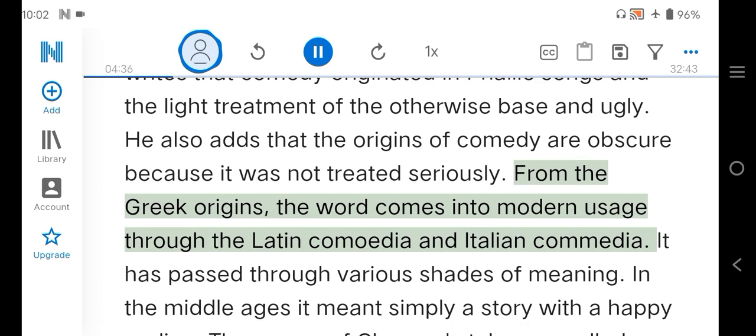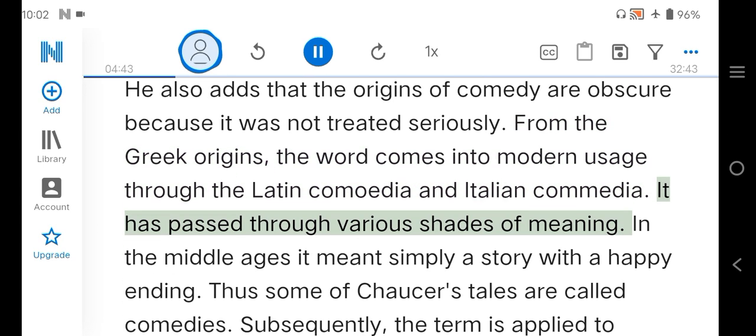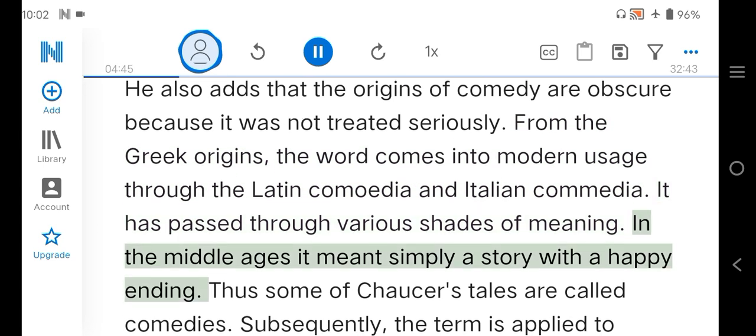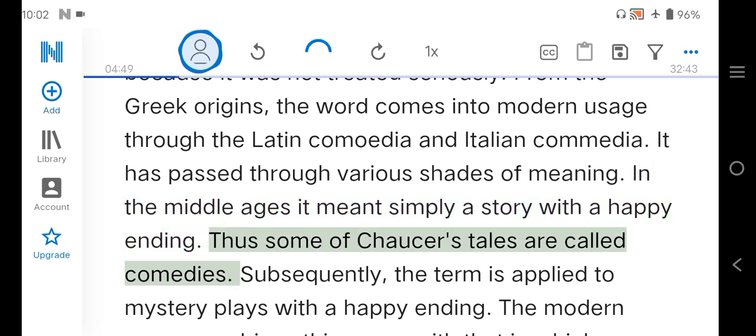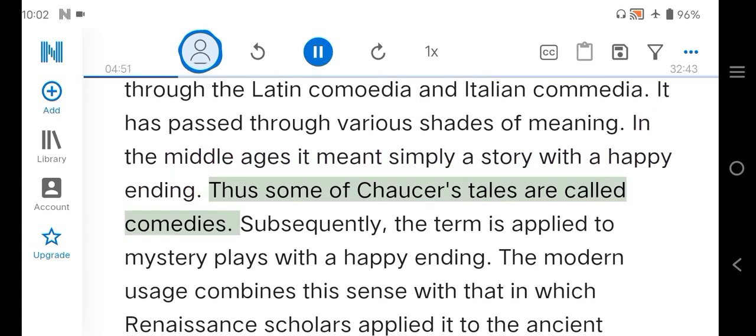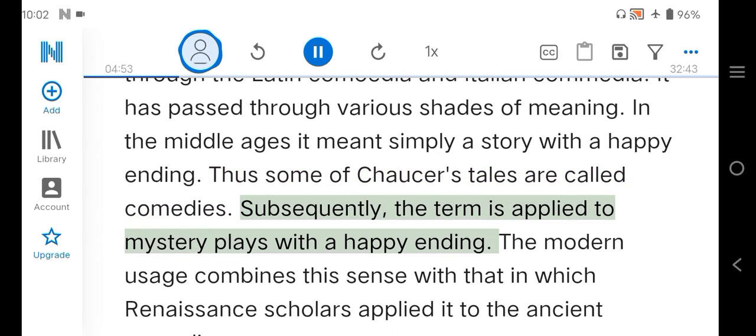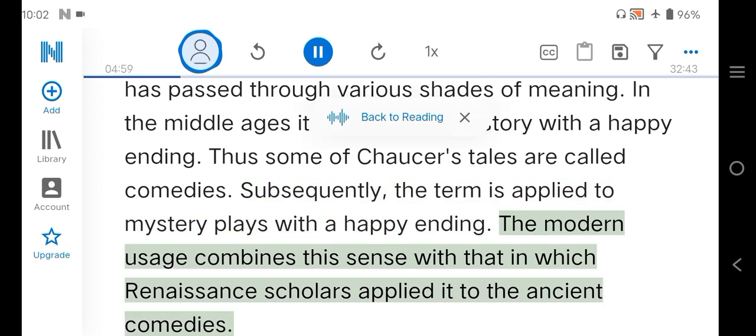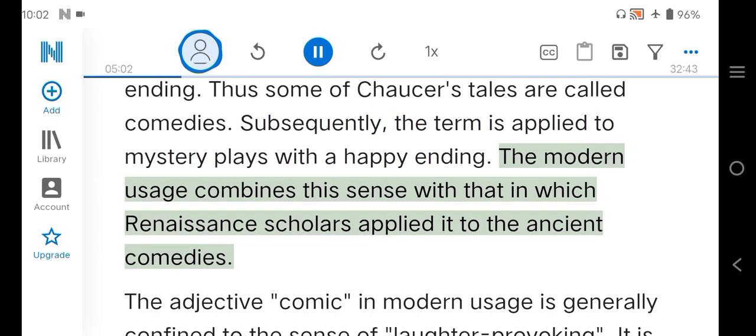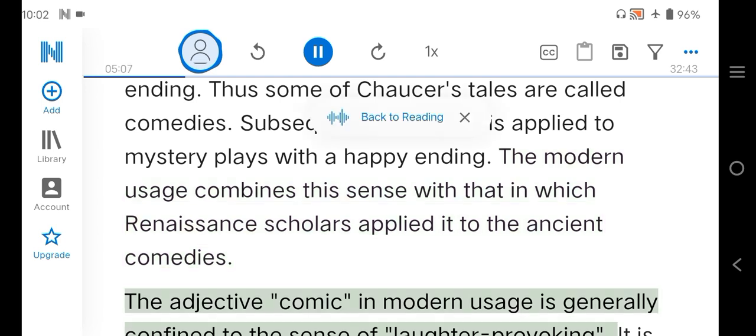From the Greek origins, the word comes into modern usage through the Latin and Italian commedia. It has passed through various shades of meaning. In the Middle Ages it meant simply a story with a happy ending. Thus some of Chaucer's tales are called comedies. Subsequently, the term is applied to mystery plays with a happy ending. The modern usage combines this sense with that in which Renaissance scholars applied it to the ancient comedies.